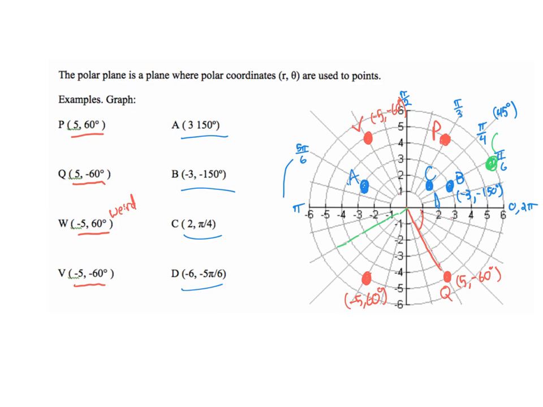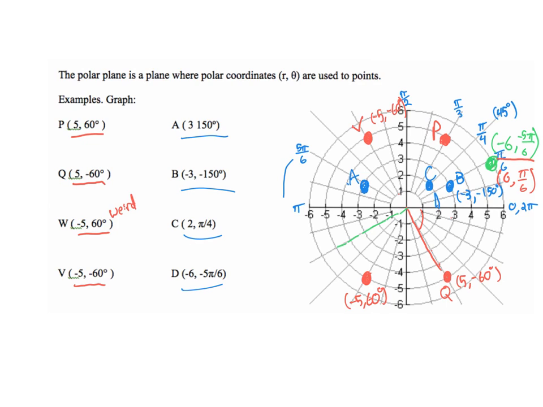Okay, so this point is (-6, -5π/6). Now, at this point, you might be noticing that, yeah, that point is (-6, -5π/6), but it might be easier to write that point instead as (6, π/6), because it's in that same spot. And that's one of the key features of polar coordinates, is that you can actually have alternate labels with them.